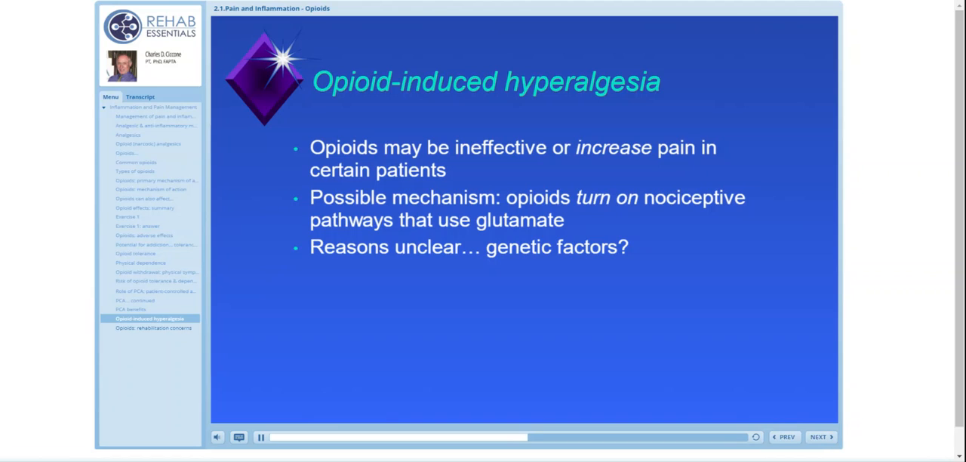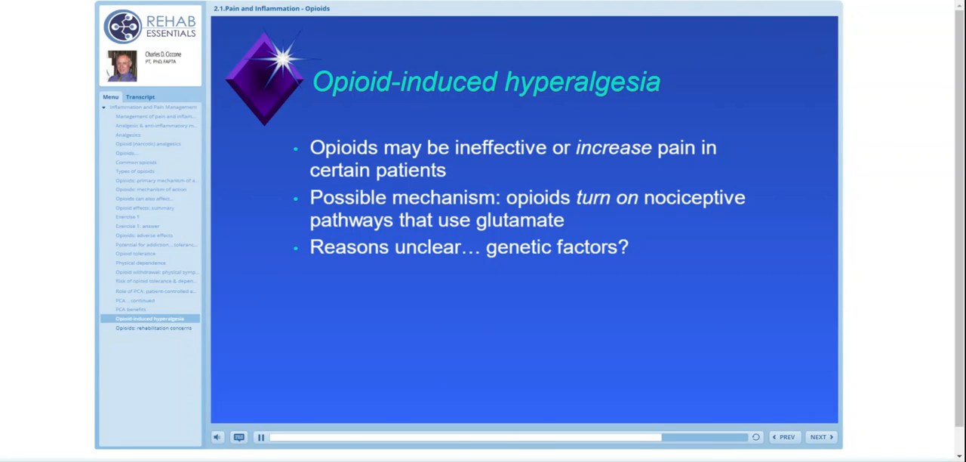Now, why does this occur in specific people? It's, again, not clear. Maybe due to genetic factors. There's obviously some different wiring in terms of the synaptic activity that controls these pain pathways. But the point is, if you have a patient and consistently after they get a dose of opioid, they have more pain, there may be psychological issues involved, but you can't always assume that.